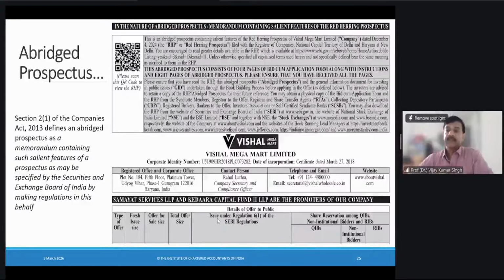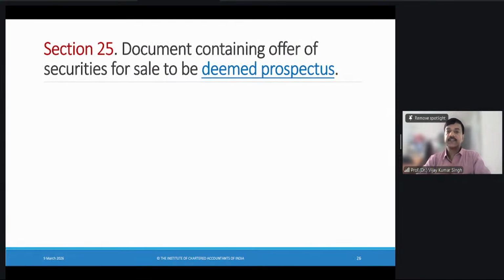So we have been discussing the different types of prospectus, and we have talked about shelf prospectus. We saw abridged prospectus, and now let us move ahead to another interesting type of prospectus, and that is referred to as deemed prospectus. So Section 25 of the Companies Act 2013 deals with documents containing offer of securities for sale to be deemed prospectus.